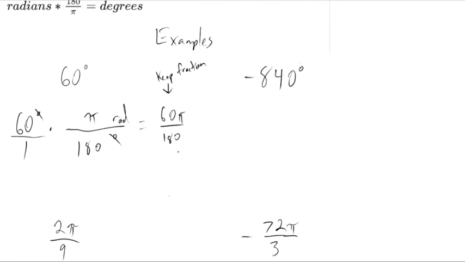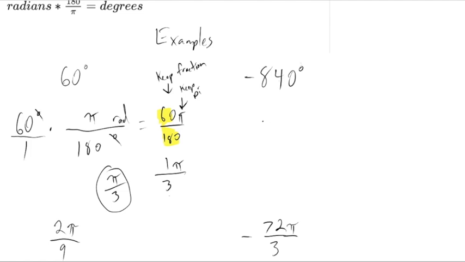Always, always, always keep radians, if you can, as a fraction, and keep the pi outside. That's actually going to make it easier, because that just tells me I just need to simplify 60 over 180. I'm not going to touch that pi. So 60 over 180 is the same as 1/3. So this is 1 pi over 3, or just pi over 3. Let's try the next one.